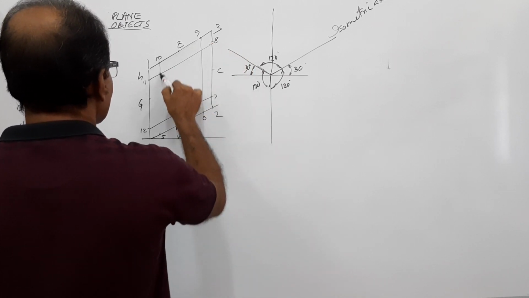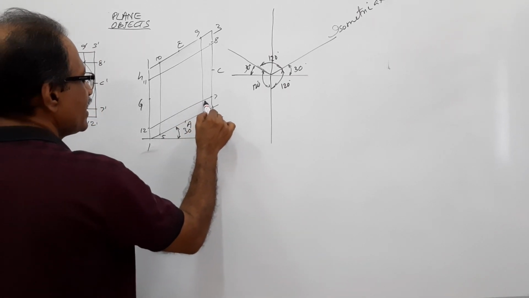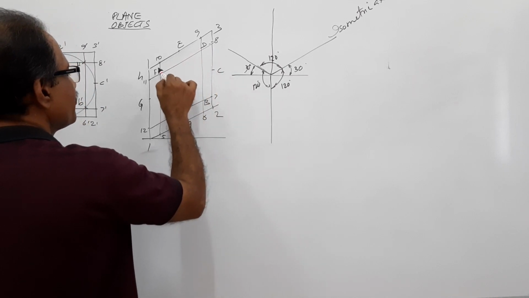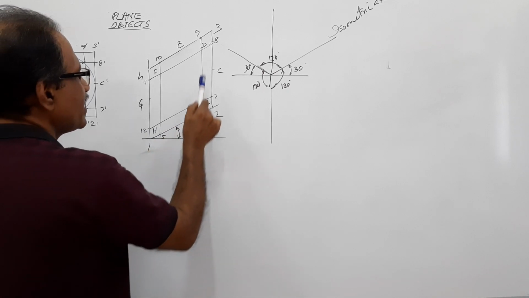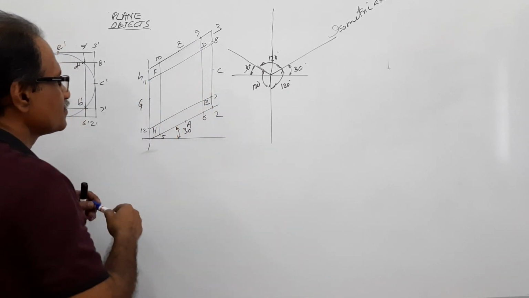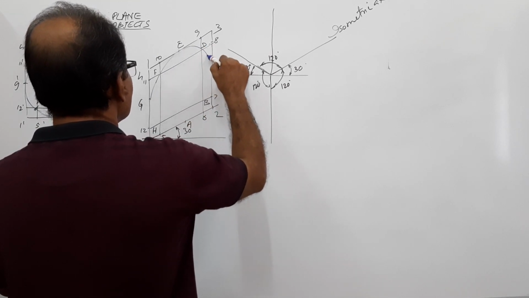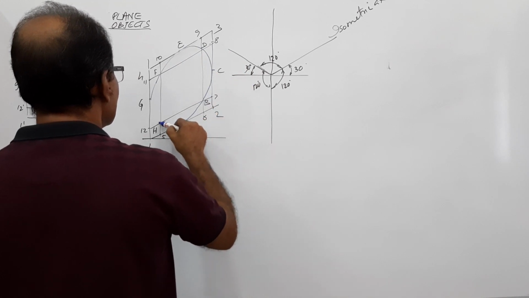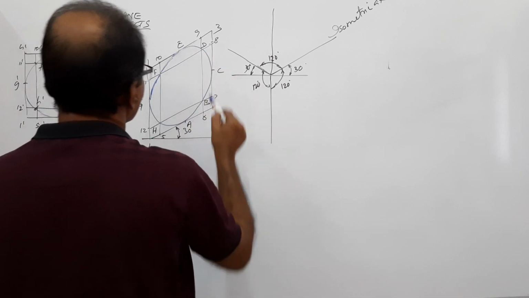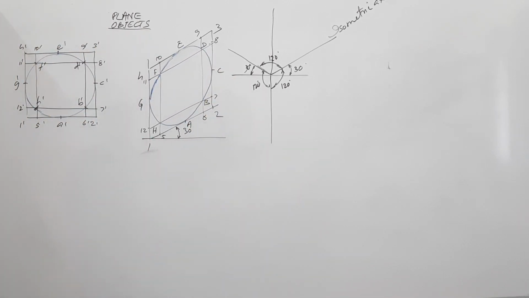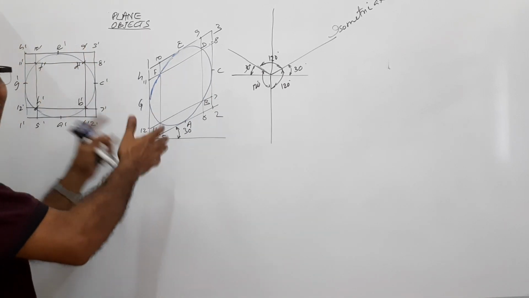8, 9, 6. What is this? B, D, F, H. Connect them. Connect which all? A, B, C, D, E, F, G, H by a smooth curve. You get what? You get an ellipse. Iso-view of a circle seen in elevation is an ellipse.